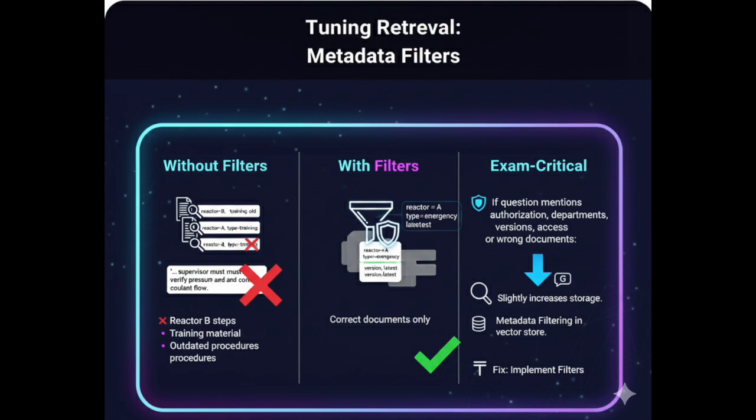This is exam critical. If the question mentions authorization, departments, versions, access control, or wrong documents being retrieved, the answer is metadata filtering in the vector store. Not prompting, not guardrails, filtering.